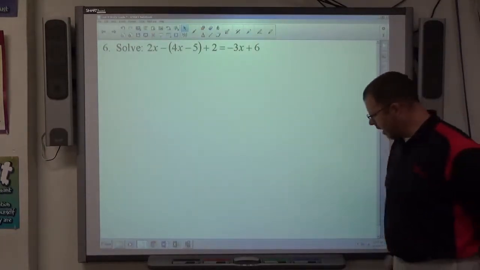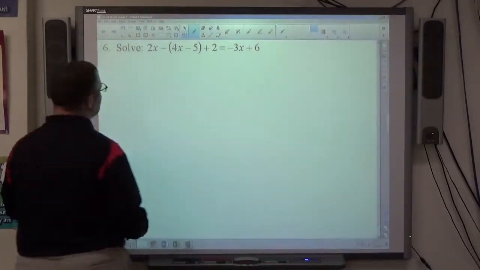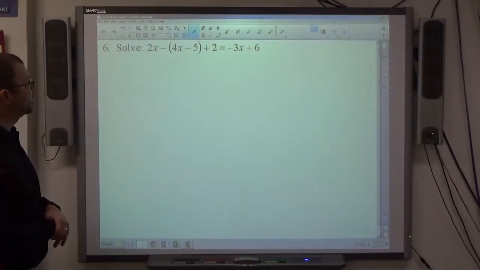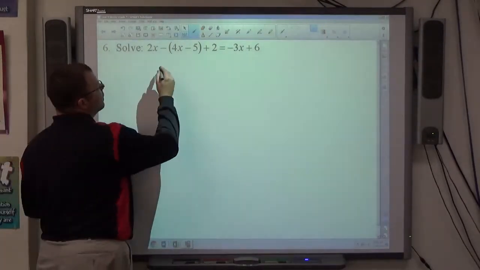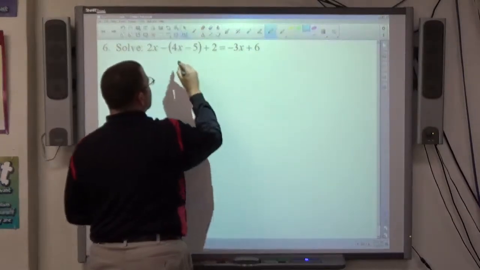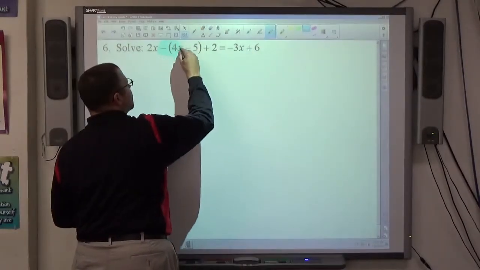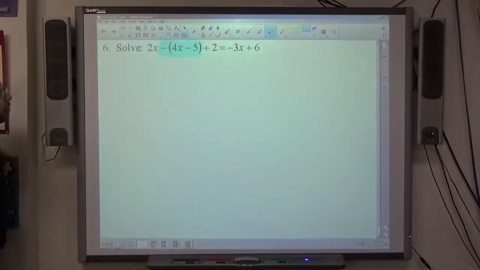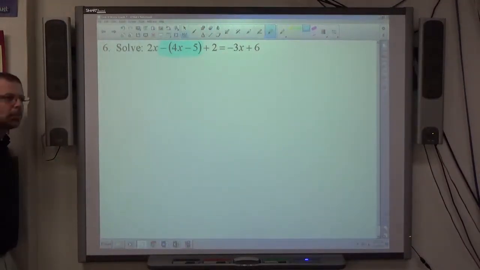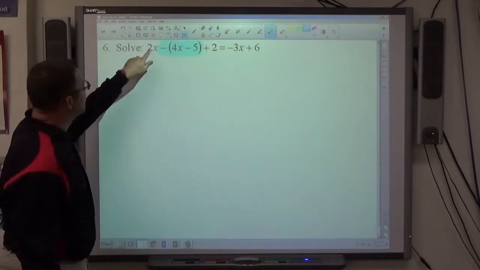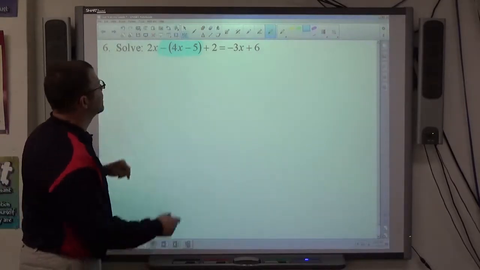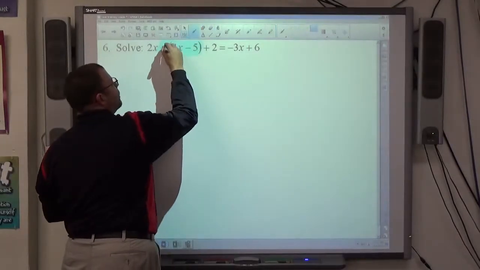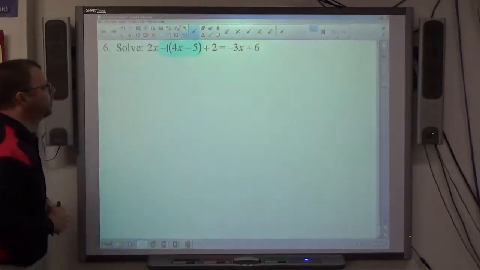Number 6, we're solving an equation. Anytime you're solving, you're trying to find the value of the variable x in this case. The only concern I had to begin with in this, as far as simplifying is concerned, is I have a distributive property happening here. Be very cautious. Distributive property has to do with what's being multiplied by the parentheses. 2x is not being multiplied by the parentheses. The minus sign, which is officially minus 1, is being multiplied by the parentheses.